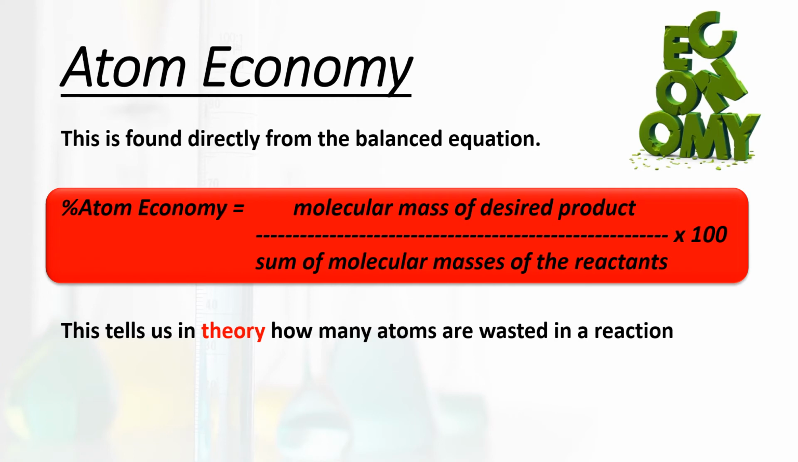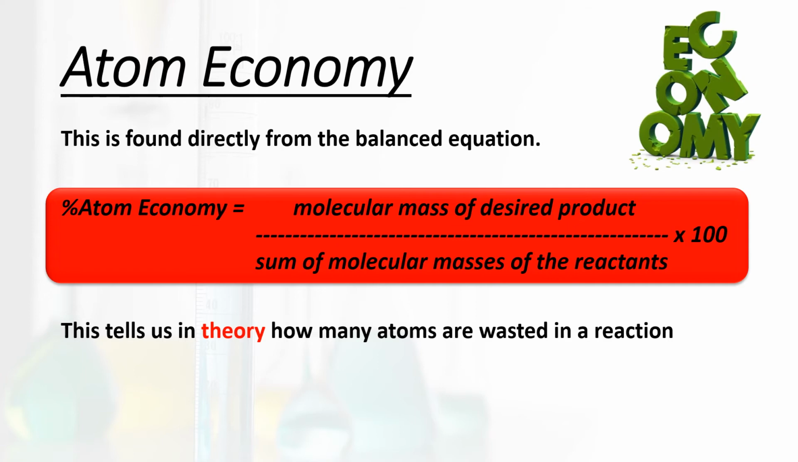Now, two things that we haven't really talked about. The first is atom economy, and this is something that is found directly from the balanced equation. So the atom economy, essentially, it tells us in theory how many atoms are wasted in a reaction. So let's say we have a reaction of A plus B goes to C plus D. If the actual product that we really want is C, not D, D could be a side product like water, for example, what we're going to do is we're going to see, well, how many atoms from A and B actually go into the desired product of C.